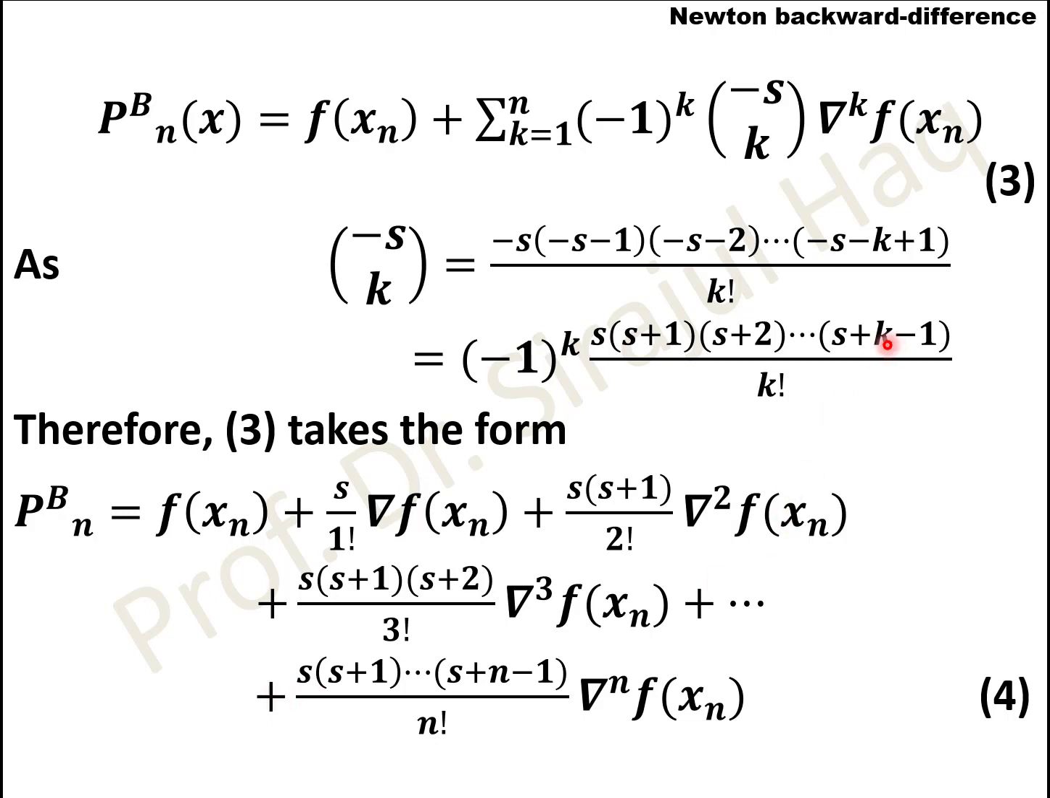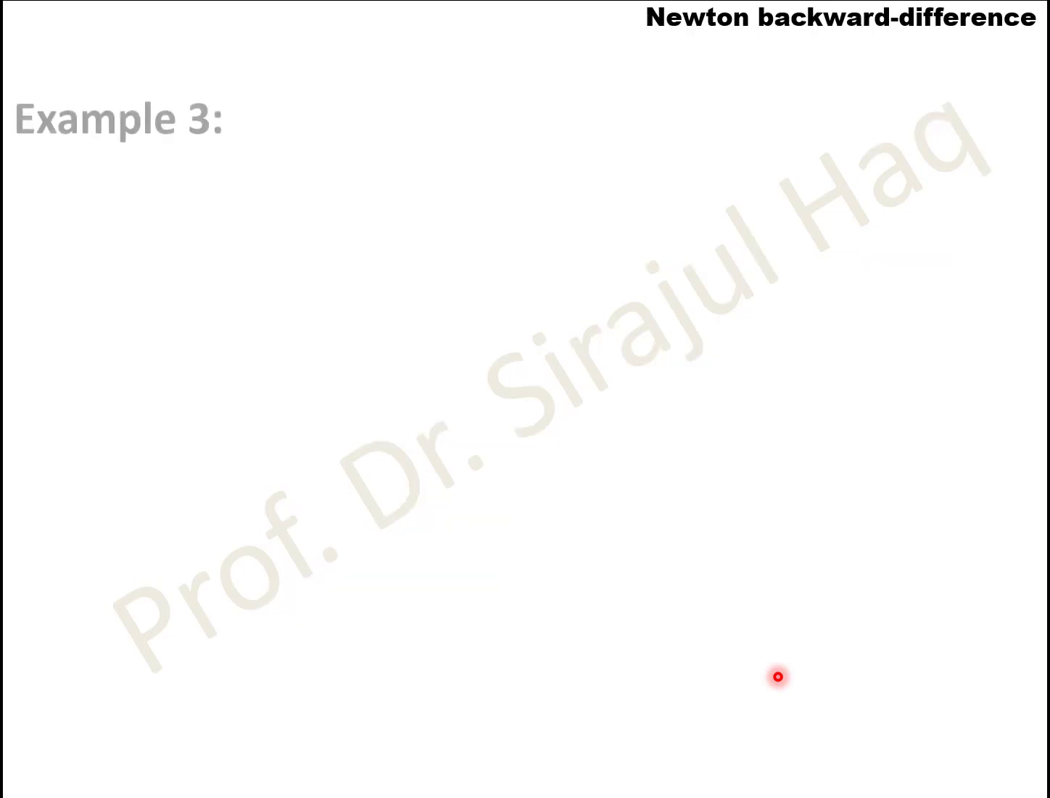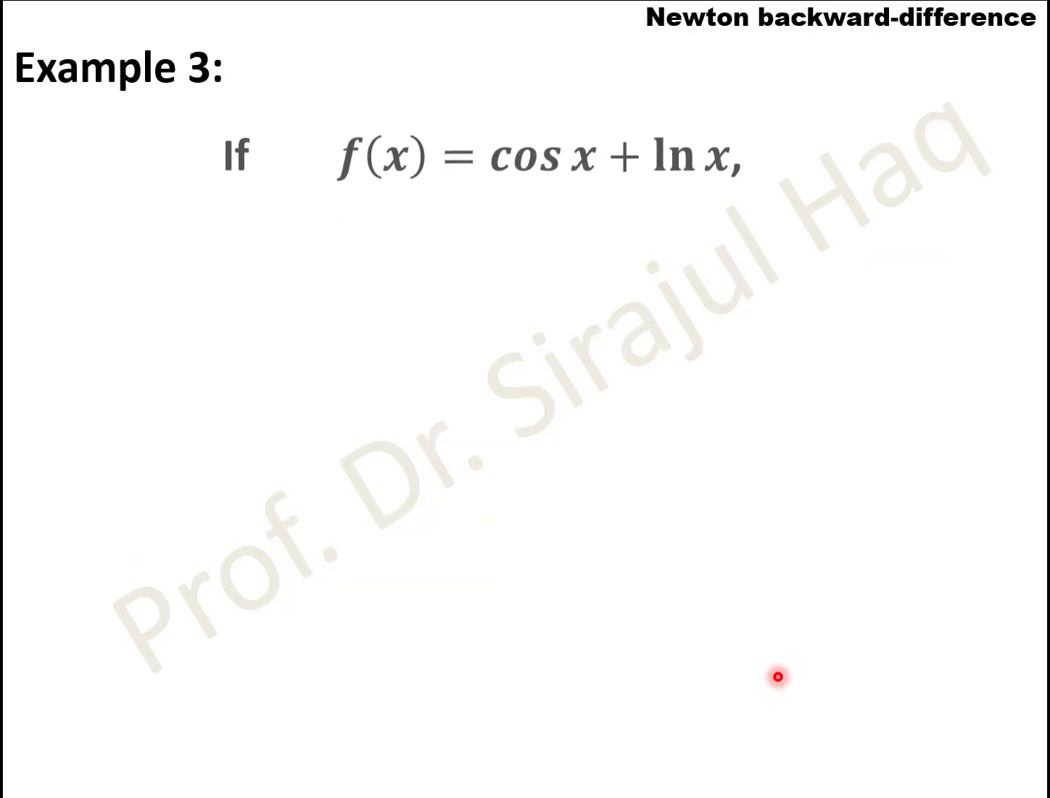And when I replace k by n over here, I will have s plus n minus 1 divided by n factorial, nabla raised to the power n f of xn. So 4 is the alternate form of the formula 3. This is a backward difference formula. Now let us consider an example.